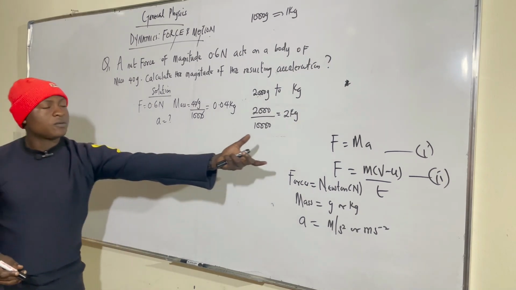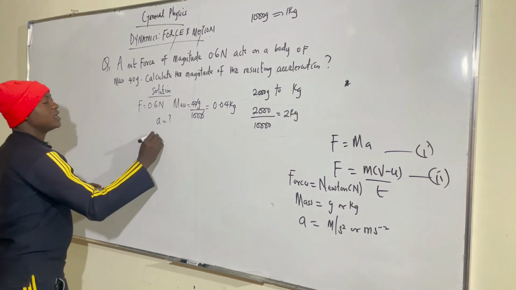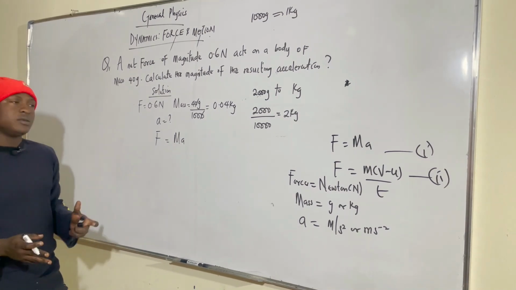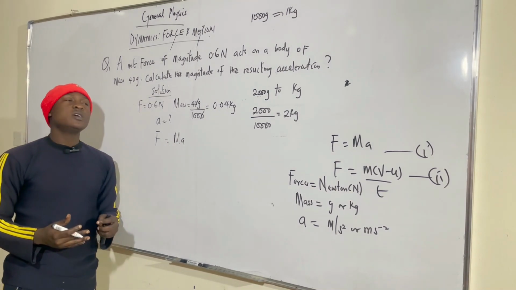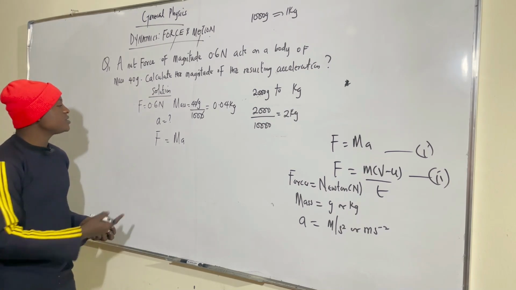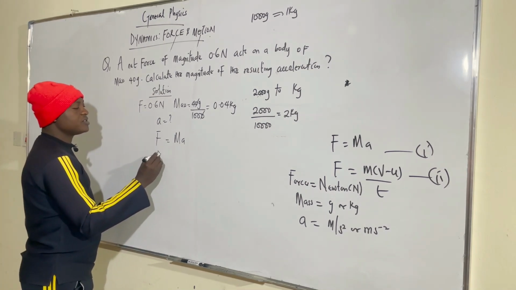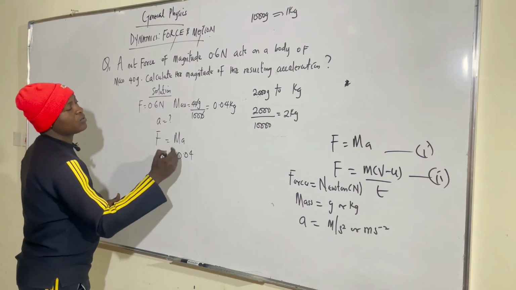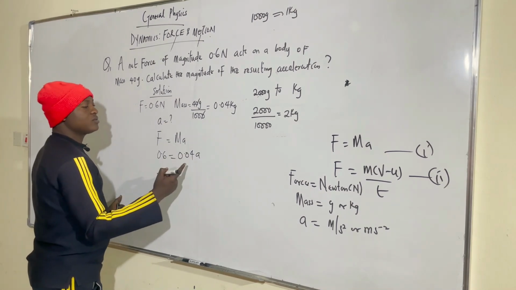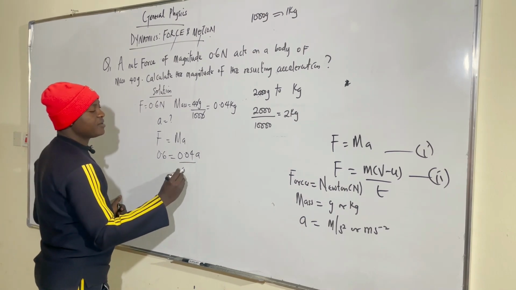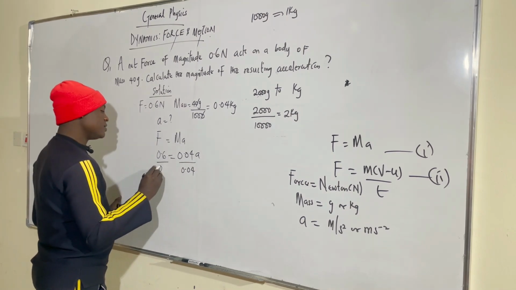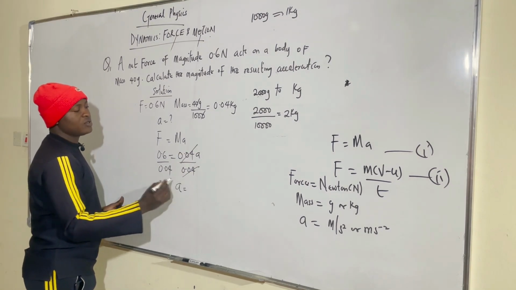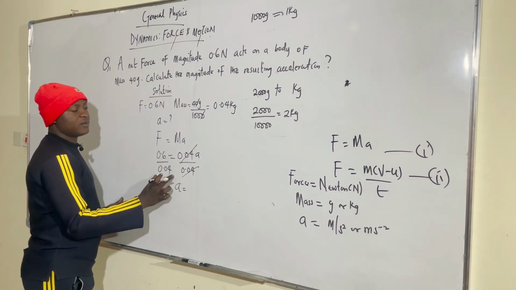So from the formula we know that F is equal to ma. Now if you like, you can make what you are looking for the subject, or if you like, you can make a direct substitution. So the force we have is 0.6, equal to the mass we are given here, 0.04, times a. So now I'm looking for the acceleration, divided by 0.04 on both sides. Now if this cancels this, we are going to have a equal to 0.6 divided by 0.04.